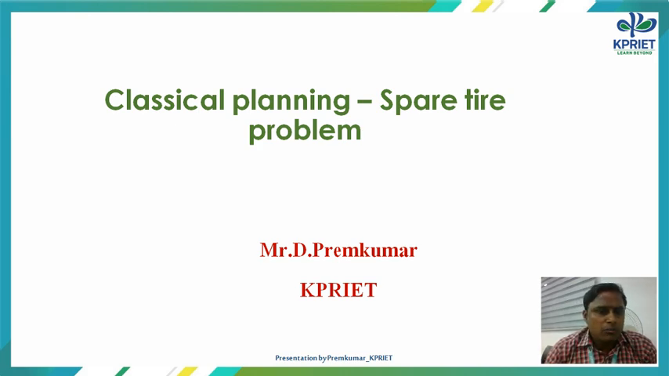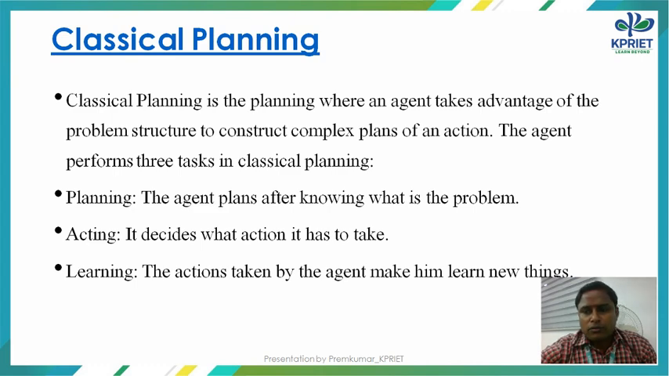Today we are going to see about classical planning. One of the problems is the spare tire problem. First of all, we are going to see what classical planning is. Classical planning is a subfield of artificial intelligence that focuses on the development of automated planning systems that can generate plans or sequences of actions to achieve a particular goal in a well-defined environment.